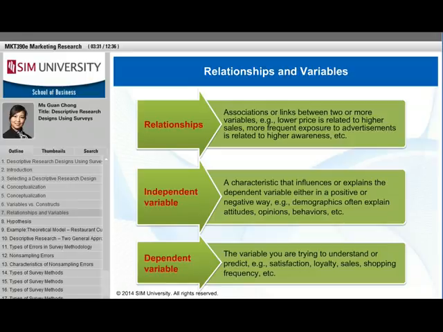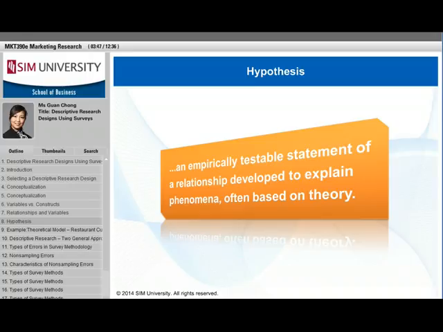A dependent variable is a variable that you are trying to understand or predict. For example, satisfaction, loyalty, sales, shopping frequency, etc. A hypothesis is an empirically testable statement of a relationship developed to explain phenomena, often based on theory.